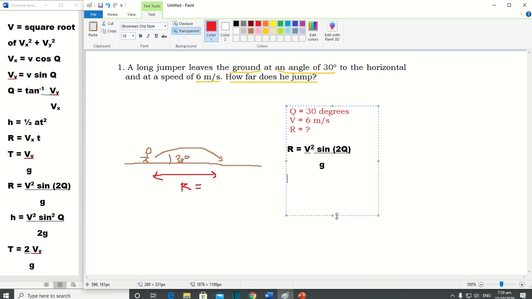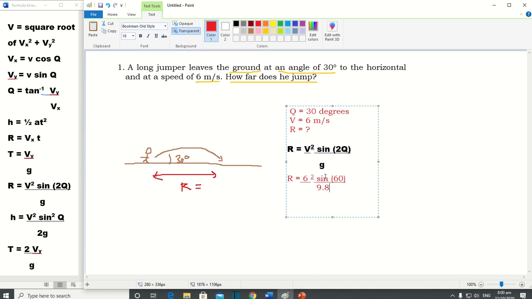Ayan. So ngayon, meron naman tayong velocity of 6 meters per second. Meron tayong theta which is 30 degrees. And then G, acceleration due to gravity, lagi yan 9.8. So ngayon, let's start to substitute. Range is equal to V raised to 2, 6 raised to 2, sine 2 theta. Ang theta natin is 30 degrees, times 2 lang yan, 60, all over sa ating acceleration due to gravity which is 9.8.